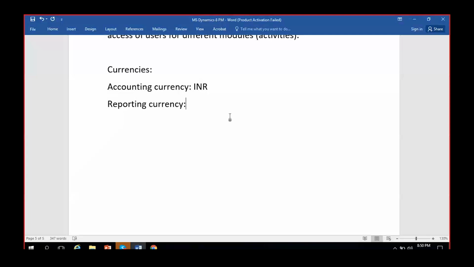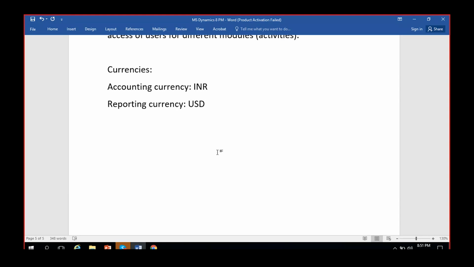So for that purpose, in Dynamics we will maintain two currencies for a legal entity. One as an accounting currency, the other as a reporting currency. Suppose my legal entity in India has its head office in US. I'll maintain accounting currency as INR and reporting currency as US dollar. So whenever I create and post a transaction, it will show both the INR amounts and the US dollar amounts in the voucher or accounting entry. In the database also, both of them are recorded for that single transaction.